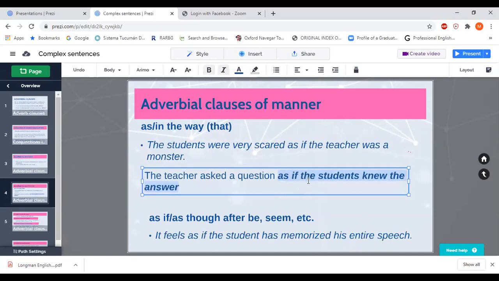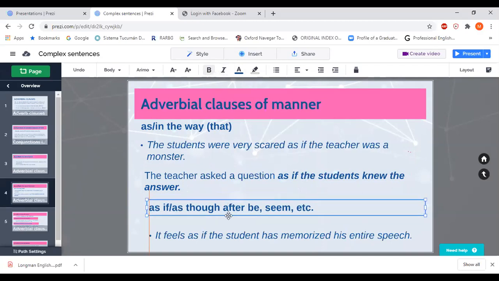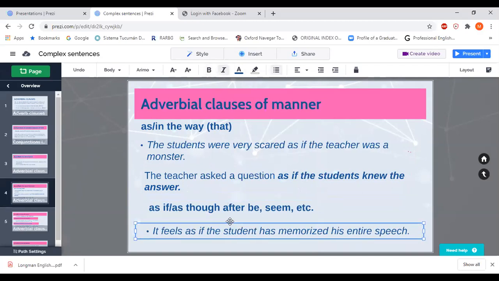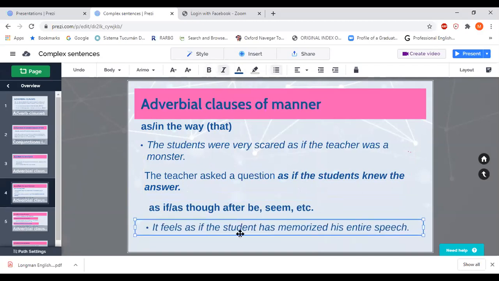We can analyze that in this example, the teacher was very confident that students would come up with an answer, okay? So the manner in which he asked the question was as if the students knew the answer. Do you understand? What about the second structure?